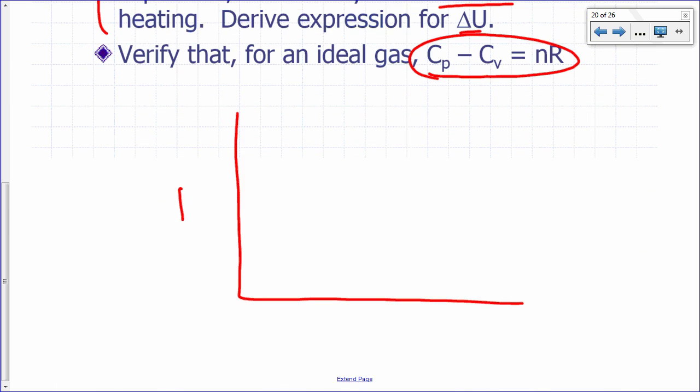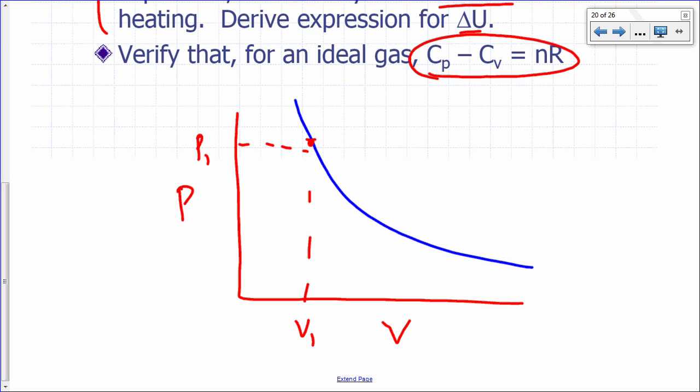Let's make a PV diagram here to visualize what's going on. So let's say this is P1, V1, T1. Okay, so here's our isotherm. So this is P1, and that's V1. So we're going to do an isobaric change. So we're going to go from V1 to V2. So we're going to call this V2 right here.